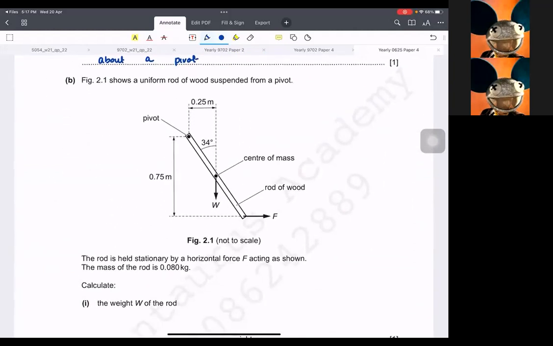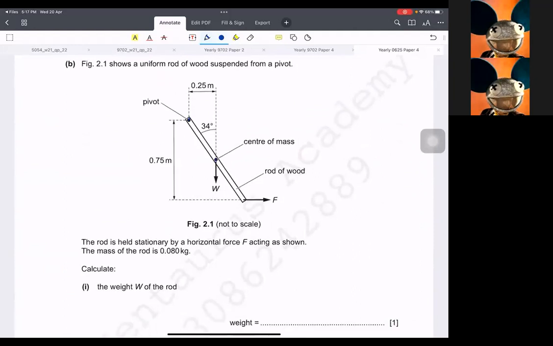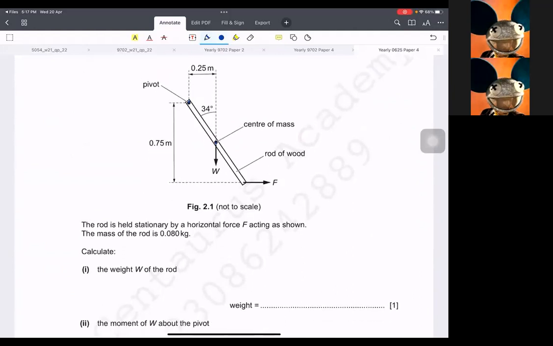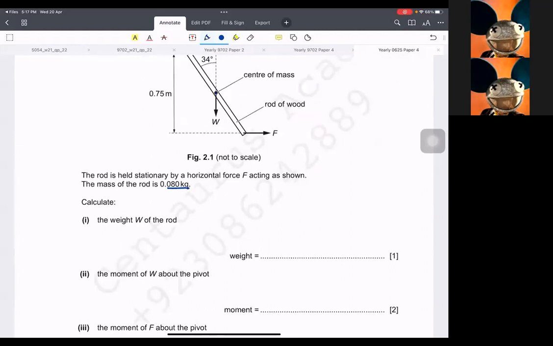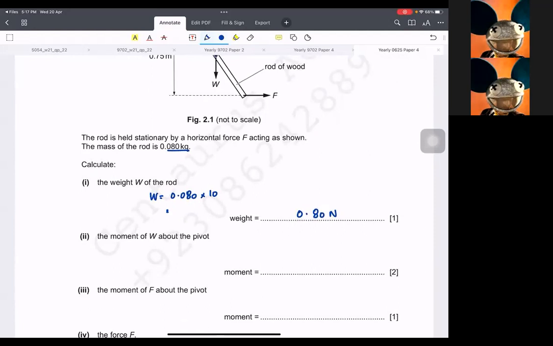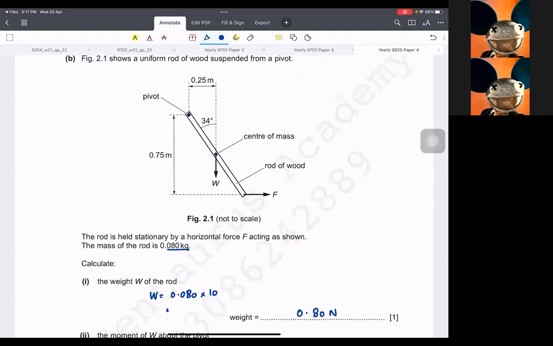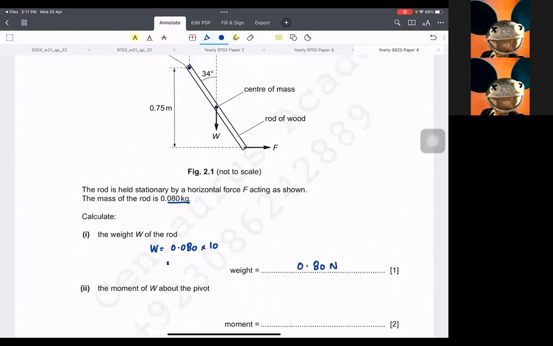Now, this is the center of mass. There's a pivot, as you can see. And what does it want? It says calculate the weight of the rod. Okay, the mass is this. So W equals M times g. So it's 0.80 newtons. Then moment. For moment, you need to take the force and the perpendicular distance, which is this. So 0.8 times 0.25.